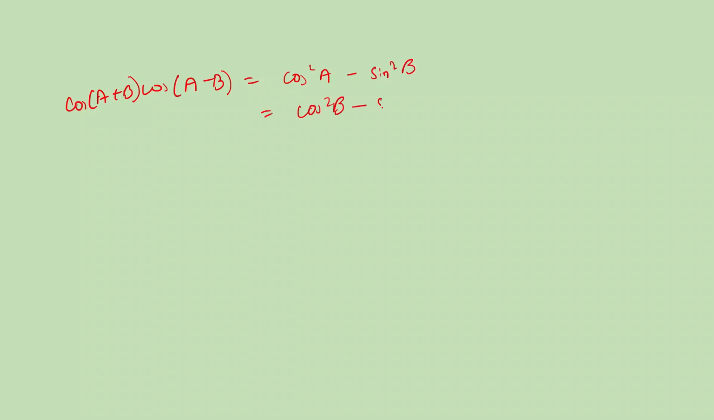And similarly, I leave it to you as an exercise to prove that this result will also hold. Cos a plus b into cos a minus b is cos square a minus sine square b, and another formula for the same thing is cos square b minus sine square a. You just write down the expanded versions of these two, multiply them, simplify them as we did before, and the answer will follow. So there are two more formula, in total 10 formulas covered in this video.